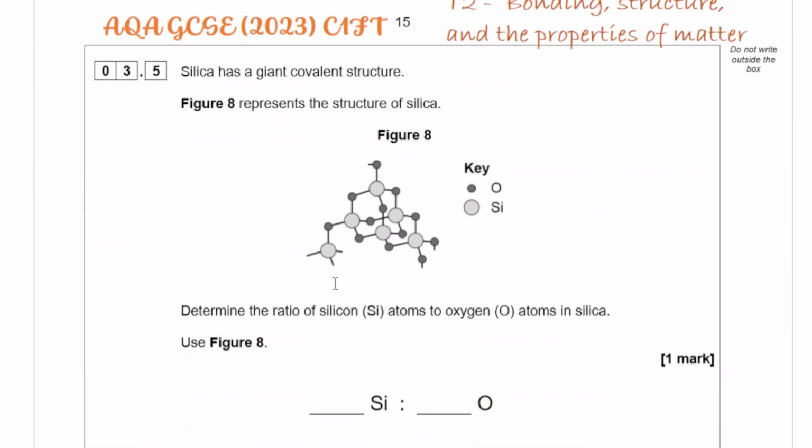Silica has a giant covalent structure. Figure 8 represents the structure of silica. Determine the ratio of silicon atoms to oxygen atoms. The oxygen atoms are the smaller ones.